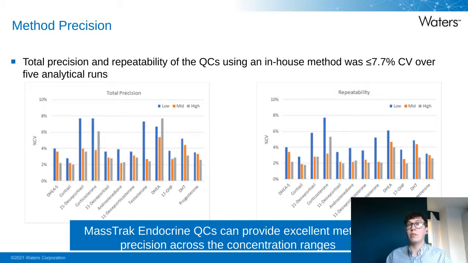So now we can move on to some results around method precision. So total precision and repeatability were determined by extracting and quantifying 5 replicates of 3-level QC material per day over 5 separate days, so 25 replicates in total. So we have total precision and repeatability of the 12 steroid hormones across the 3 concentrations of less than or equal to 7.7% CV, thus demonstrating excellent method precision of the LC-MS method.